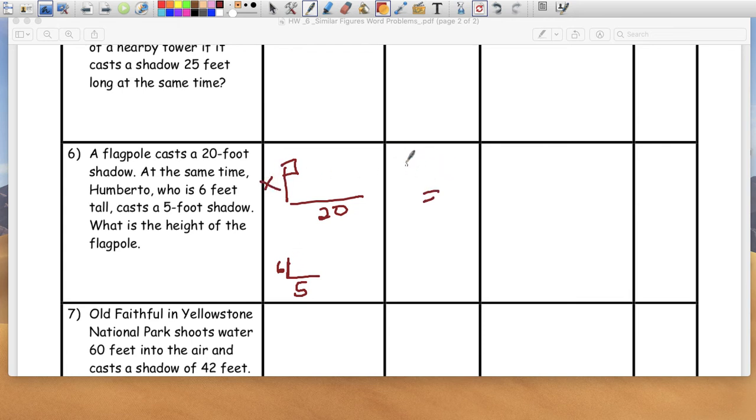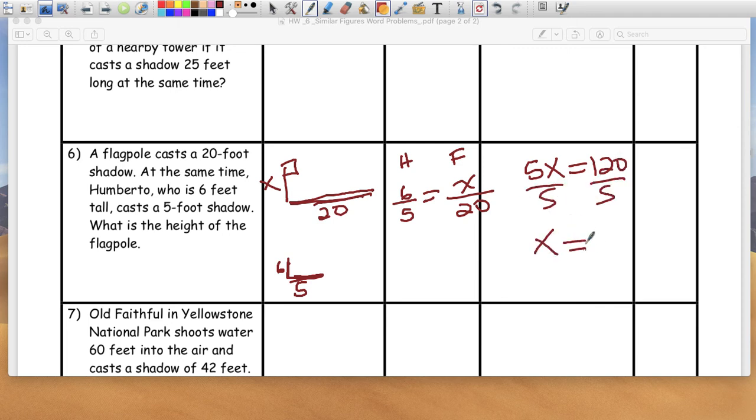So again, let's call this Umberto, and let's call this the flagpole. Umberto is 6 feet tall, and his shadow is 5. So the 6 matches with the height of the flagpole, which we don't know, and the 5, which is his shadow, matches the 20, which is the shadow of the flagpole. Cross multiply, 5x equals 120. Divide by 5, divide by 5, x equals 24. So the height of the flagpole is 24 feet.